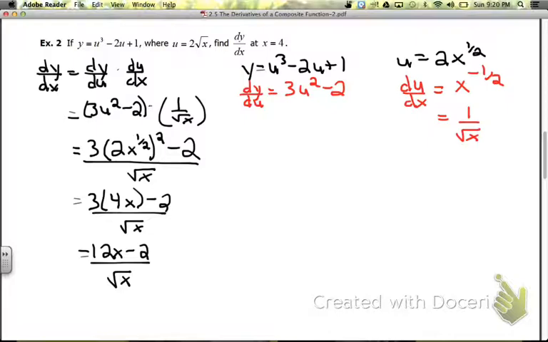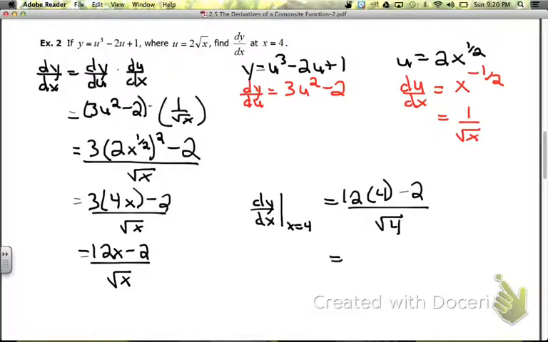However, we want to find what the derivative is at x equals 4. So the derivative of y in terms of x at x equals 4 is going to be equal to 12 times 4, so we're just subbing in for our x value, minus 2, all over the root of 4, which is equal to 46 divided by 2, and we get 23.